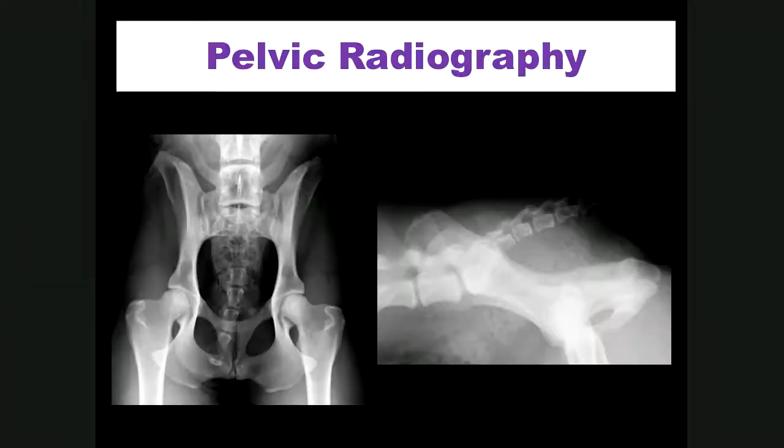As for any other body part, two orthogonal views are needed to complete the study. These include the ventrodorsal and the lateral view. For pelvic evaluation, it is not necessary to include the stifle joints, but please note the difference for positioning for hip dysplasia certification, which is covered in the next section.